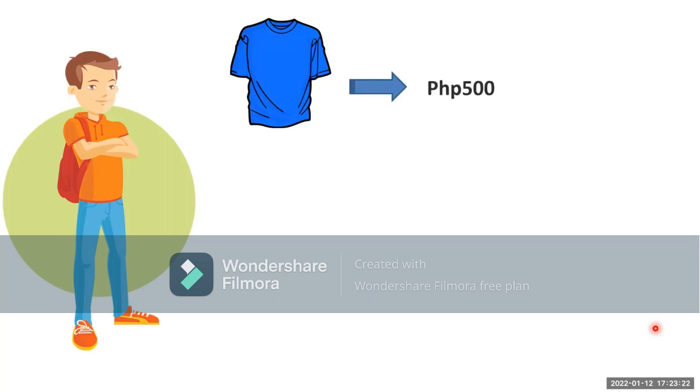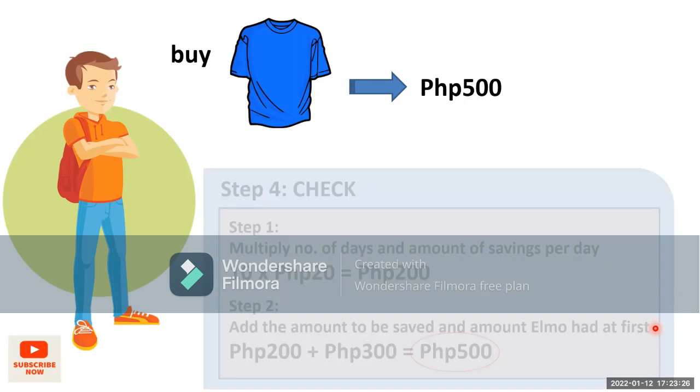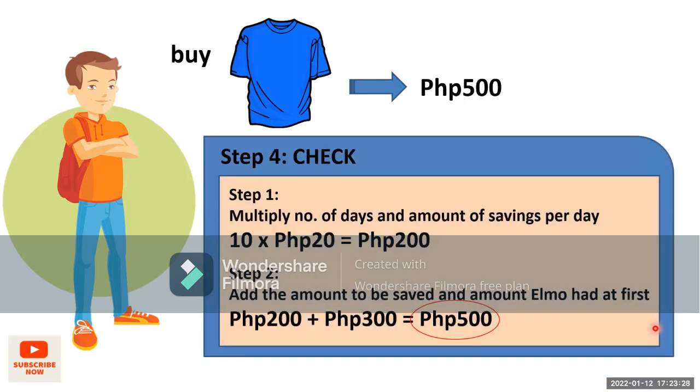Still, Elmo is determined to buy the shirt, but he wants to check whether his answer is correct. So we have here step 1, how to check. Multiply the number of days and the amount of savings per day in order to get the money that he has to save. So 10 times 20 pesos is equal to 200 pesos.